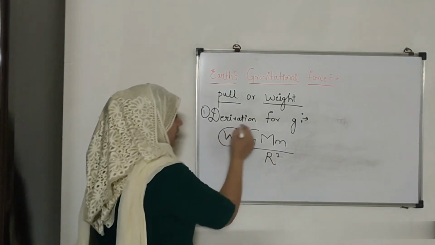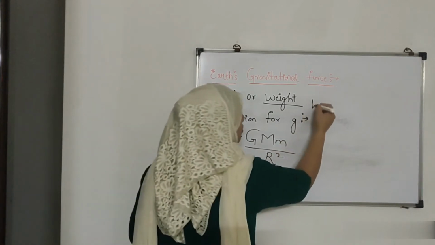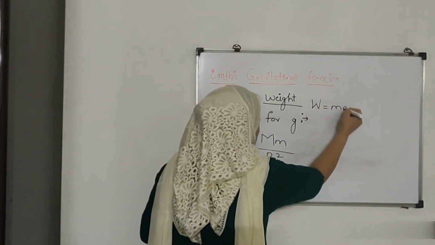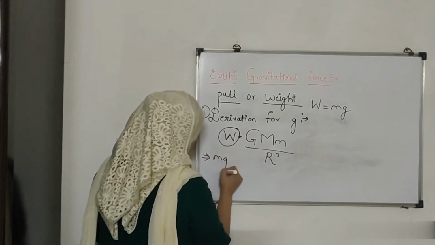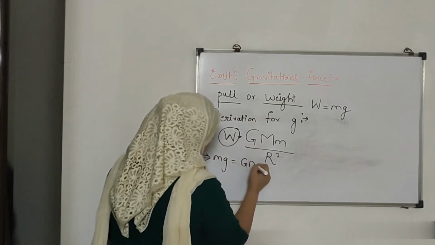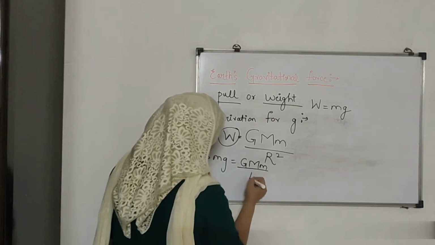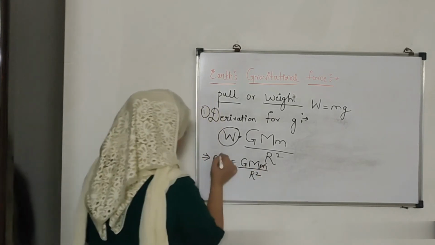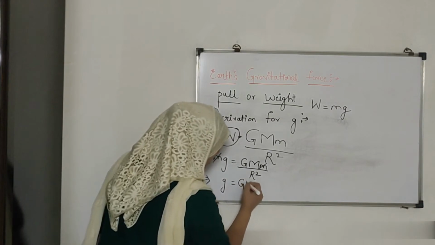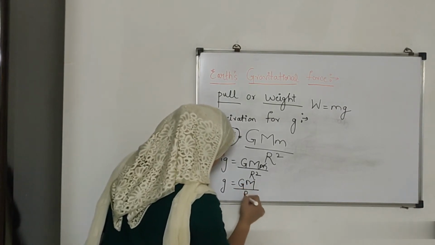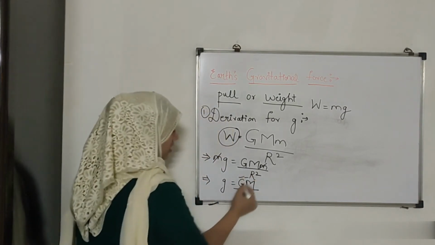Now what did we see? Our W is nothing but m into g. So can I substitute? My m into g becomes equal to capital G, capital M, small m upon r square. So this small m gets cancelled. So acceleration due to gravity becomes capital G, capital M upon r square. All of these are constant.